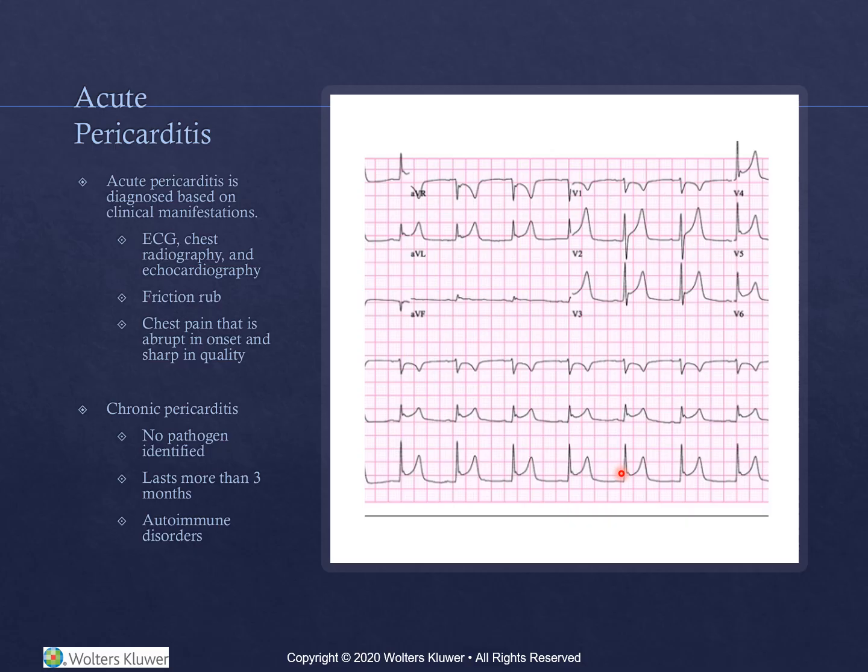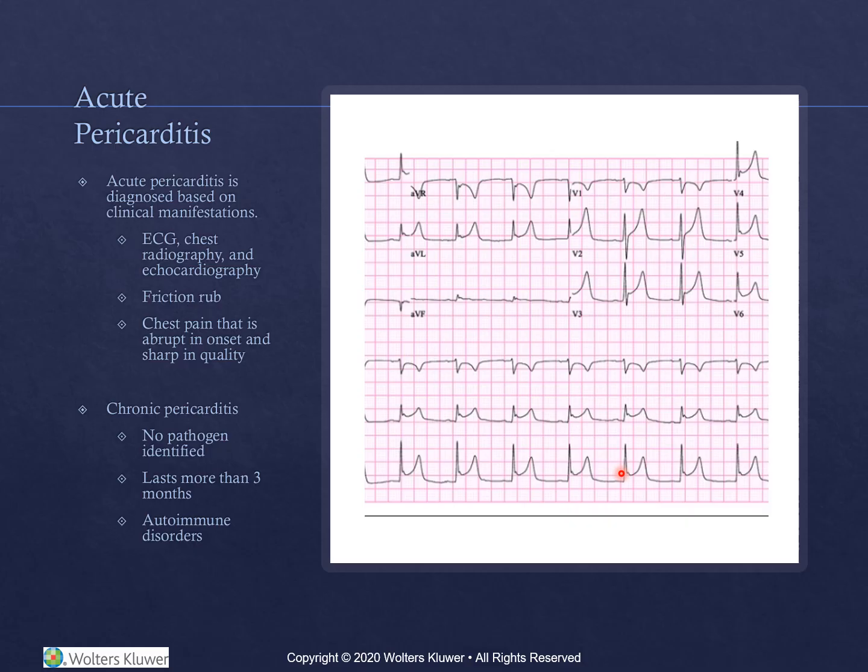And the final piece of that clinical manifestation triad that we see in acute pericarditis is chest pain. And it's usually chest pain that's very abrupt in onset. So your patient would report it just started suddenly with no previous pain. And they usually, if asked about quality of that pain, call it kind of sharp, and it's usually relatively severe. So those three things together are very indicative of a diagnosis of acute pericarditis.